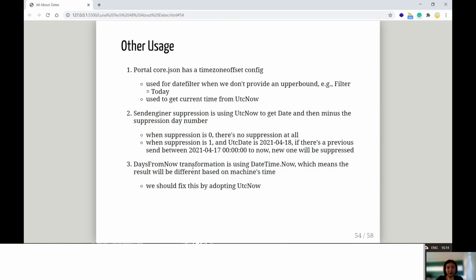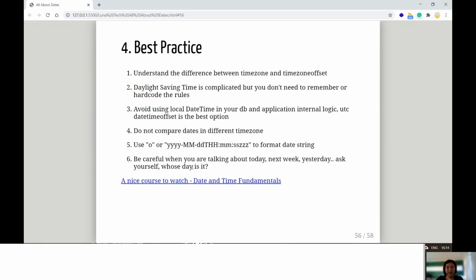Okay. Good. Best practice. I think I've already said too many best practices to you guys, but first understand the difference and daylight saving time. Don't hard code it. Avoid using local datetime in your database and application internal logic. UTC datetime offset is the best option. I don't recommend the datetime UTC because you can't tell whether it's local or UTC, right? We just extend that. So offset is the best option, in my opinion.